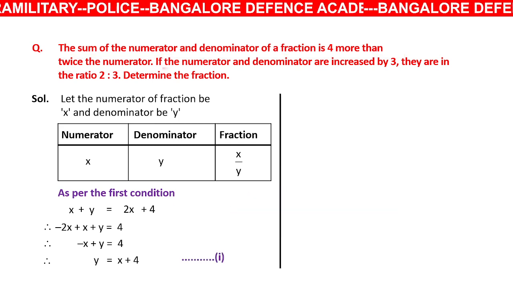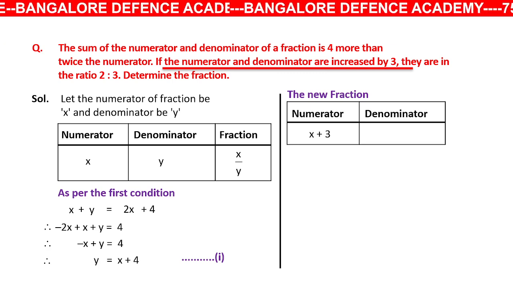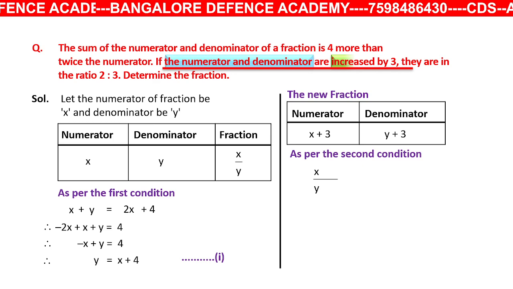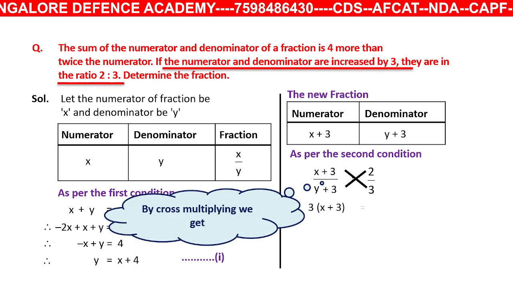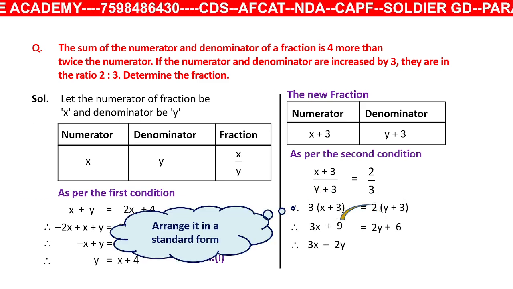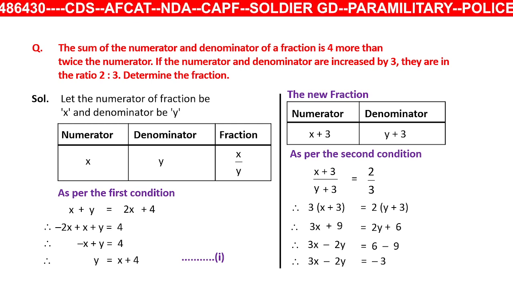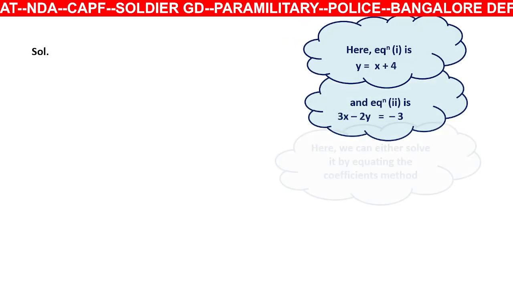Now according to the second condition, if numerator and denominator are increased by 3, they are in the ratio 2:3. That means x plus 3 by y plus 3 is equal to 2 by 3. So when I cross multiply and find the answer, a simple equation, I get 3x minus 2y is equal to minus 3. Now you already have the value of y. You can substitute that in the second equation and you can find the answer.